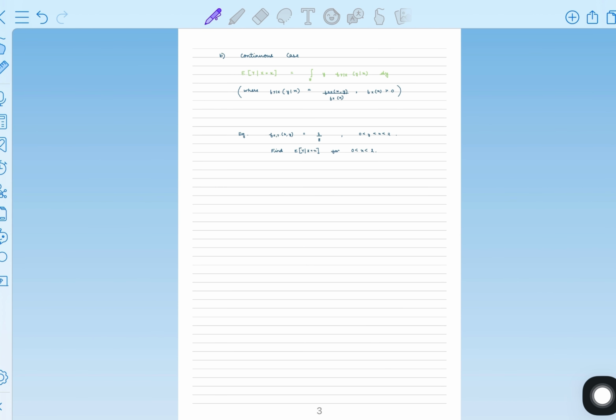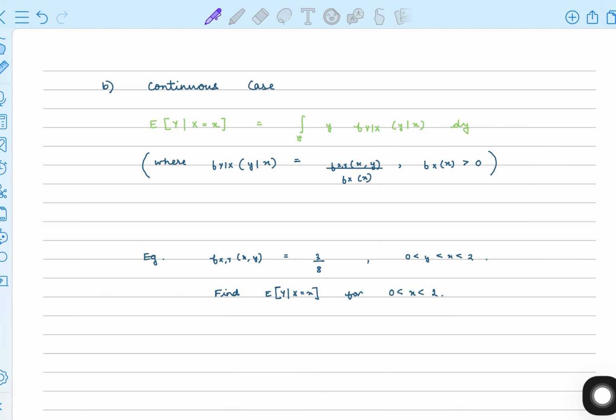Next, we move on to the continuous case. Suppose x and y are continuous random variables. Therefore, the summation will now be replaced by an integral, making the formula the expectation of y given the value of x is equal to the integral over the range of y of y times the conditional density function of y given the value of x, where our conditional density function is as follows.